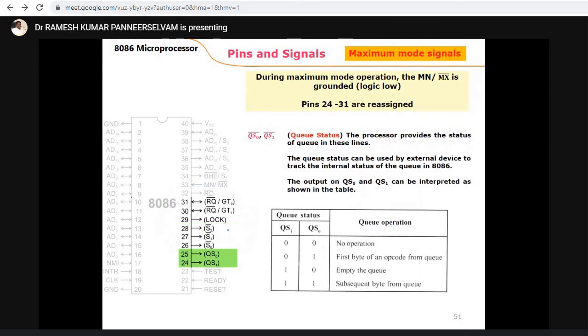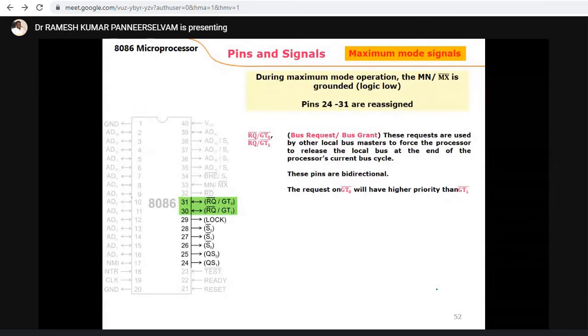Okay. Next are QS0 and QS1, which represent the queue status. You know that the 8086 provides the status of the queue on these lines. This queue status can be used by an external device to track the internal status of the queue. We have a 6-byte queue inside your 8086. So QS0 and QS1 indicate the status of your queue. When both signals are 0, there is no operation. When it is 01, the first byte of the opcode is extracted from the queue. 10, the queue is empty. 11, a subsequent byte from the queue is taken.